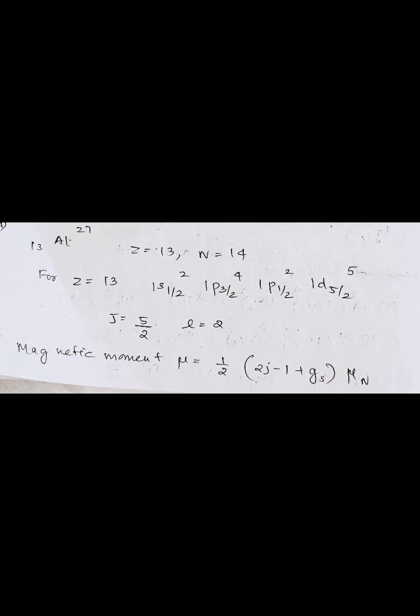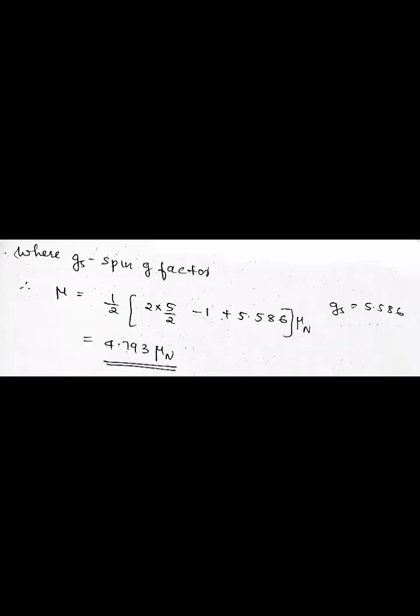So here the magnetic moment equation can be written as mu = 1/2 (2J - 1) + gs times mu_N. Here gs is the spin g factor and it is given as 5.586. So we can write mu = half into (2 into 5/2 minus 1) plus 5.586, times mu_N, that is equal to 4.793 mu_N. So this is the answer.